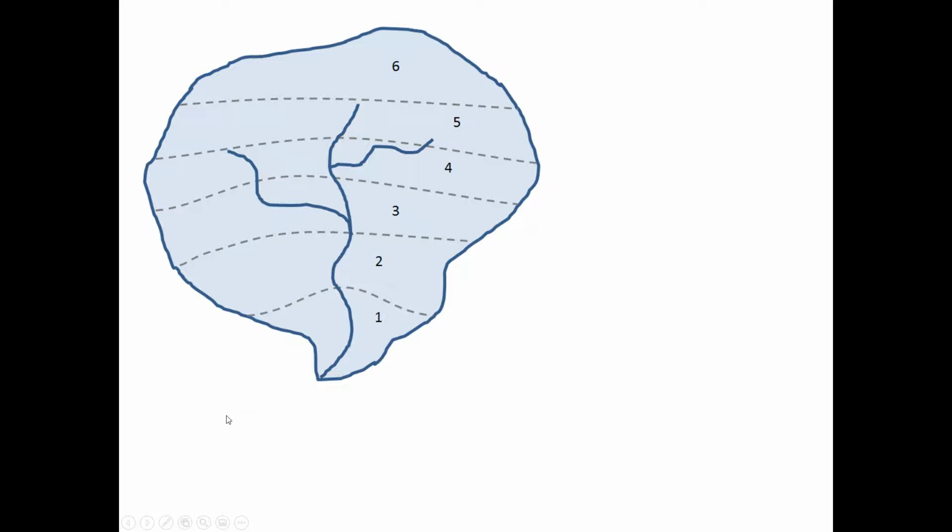Now, to see how we apply a unit hydrograph to the real world, consider that we have some watershed. So this outside perimeter, do you remember what would define the outside boundaries of a watershed?